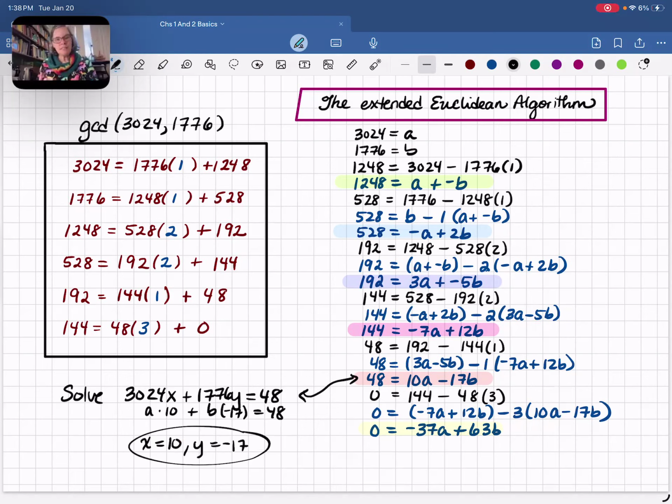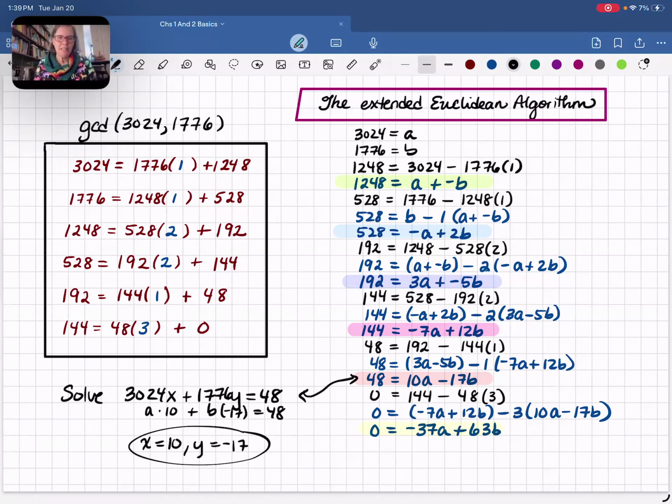So the extended Euclidean algorithm is typically used to solve equations that look like ax plus by is equal to the GCD of a and b. And we actually get a little bit more than that. We can see that every single one of the remainders in the steps of the Euclidean algorithm can be written as something times a plus something times b. Okay, so this is the extended Euclidean algorithm.